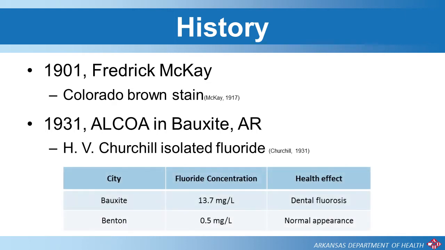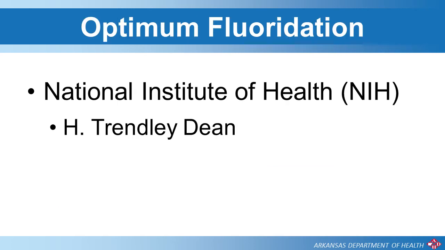What he found in Bauxite was a high concentration of fluoride, 13.7 milligrams per liter, or parts per million, as we'll refer to from here on. But when he compared it to other areas, he was seeing a much lower level. Five miles away in Benton, their drinking water came from the Saline River, and the concentration of fluoride was 0.5 parts per million. Bauxite was getting its drinking water from 2 deep wells near the mining site, so something was tied to the water.